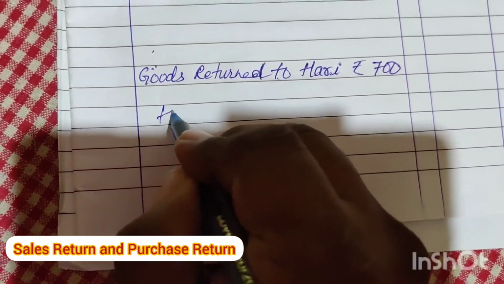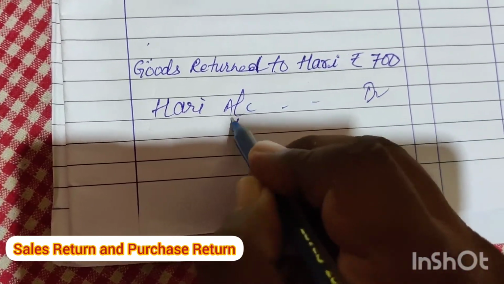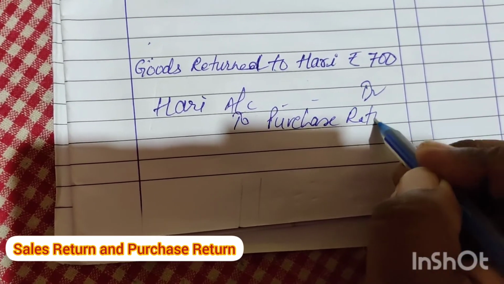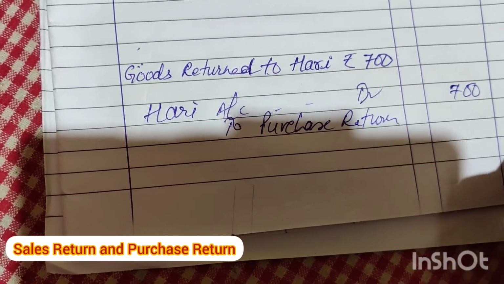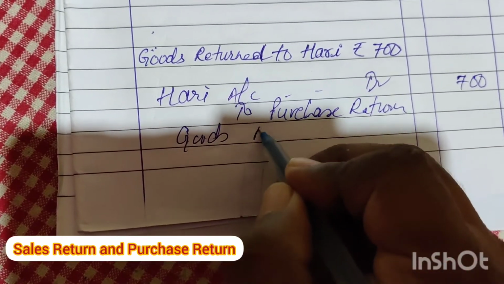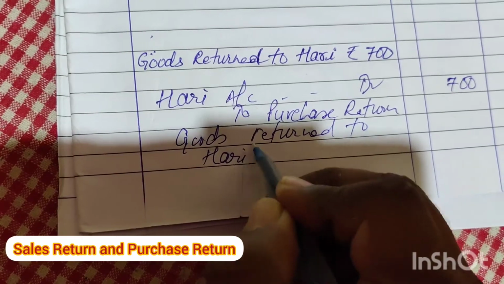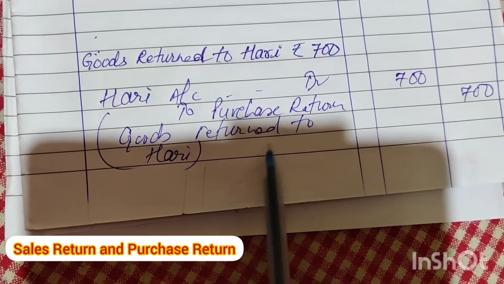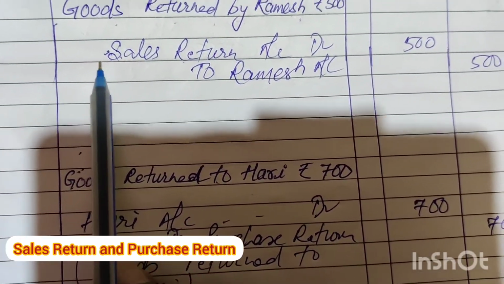Purchase return is here. Hari account debited, for goods returned to Hari. So this is the journal entry for goods. This is a sales return.